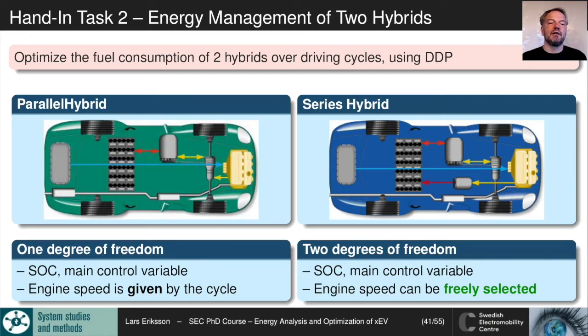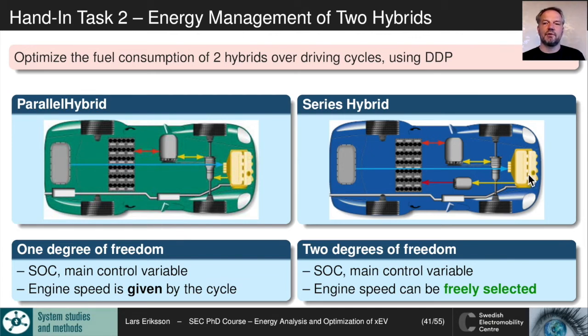In the parallel hybrid, we have 1 degree of freedom that we can use to optimize the fuel economy, and that is the state of charge. And the engine speed is given by the cycle because it's controlled by the rotational speed of the shaft, and we have a mechanical coupling, so we cannot do anything there. While in the series hybrid, we can play with the state of charge, and we can also play with the combustion engine. So the engine can rotate freely, and we can go up and down in engine speed between different points to optimize it. So here we have 2 degrees of freedom, state of charge and speed of the engine, whether we should run the engine or not.